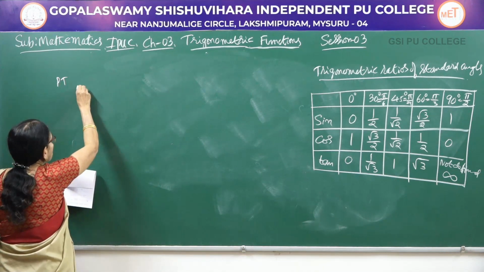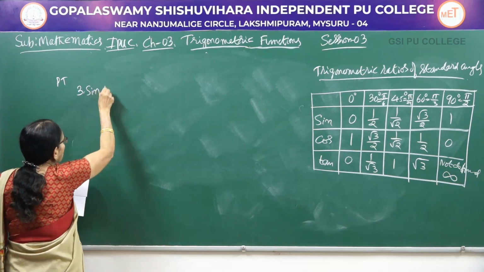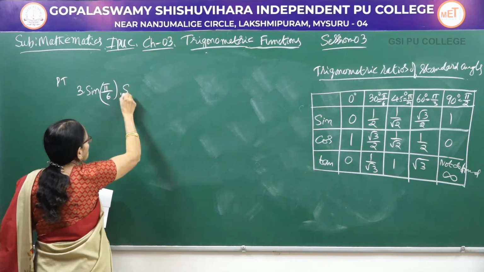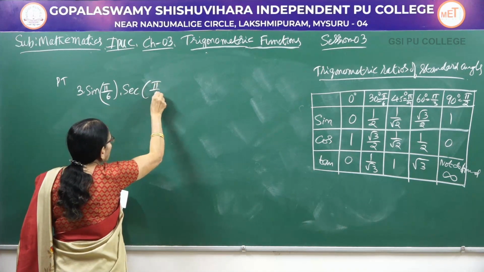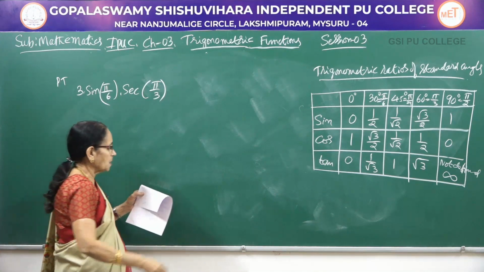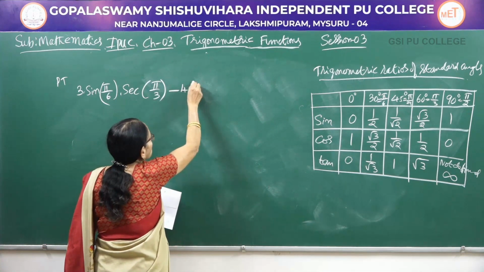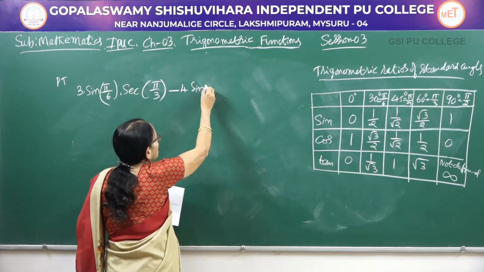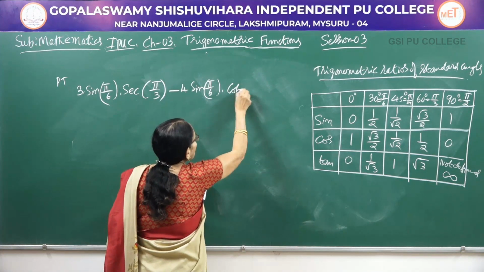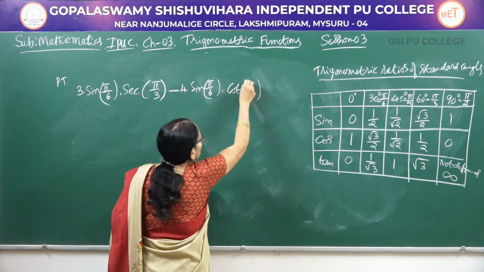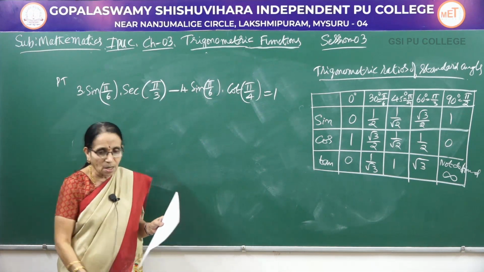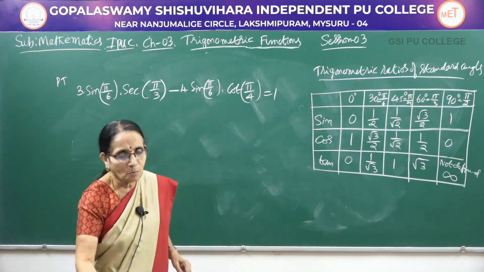Prove that 3 times sine of pi by 6 into secant of pi by 3 minus 4 times sine of pi by 6 into cot of pi by 4 is equal to 1. Cot of pi by 4 is 1. So we do not have any ratio on the right hand side, it is a number.